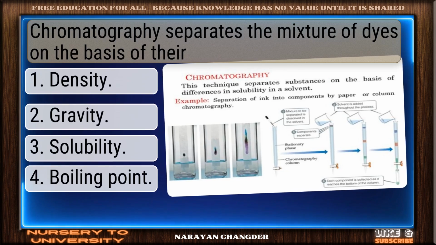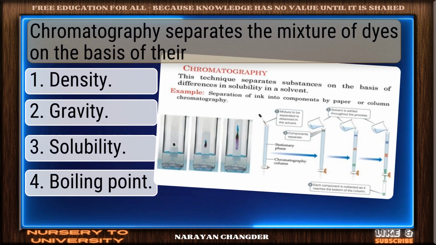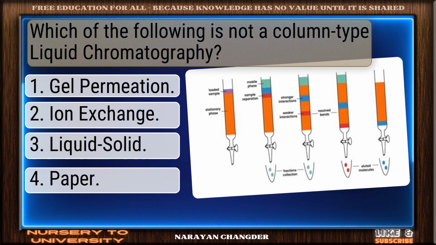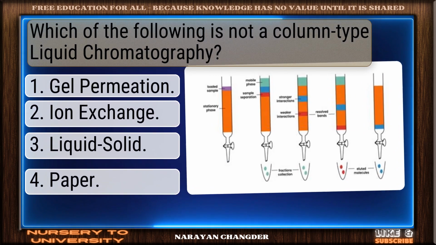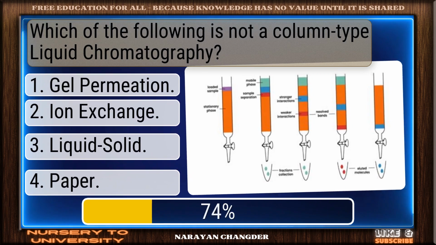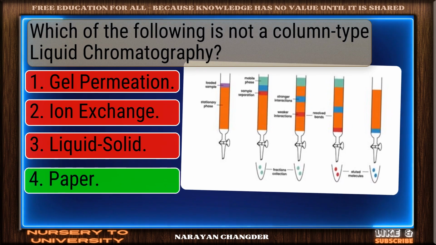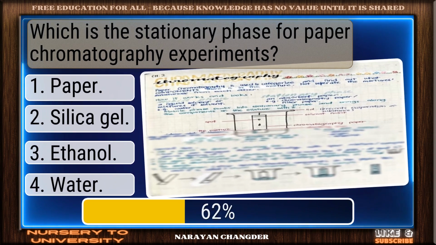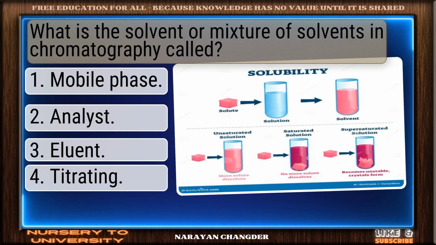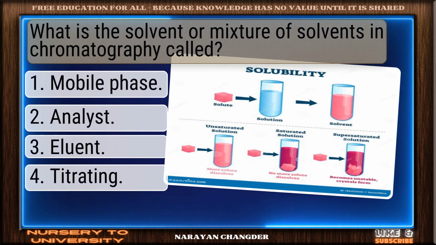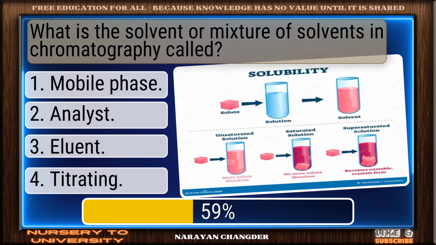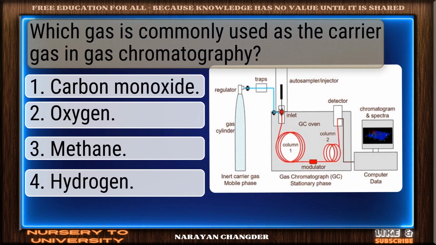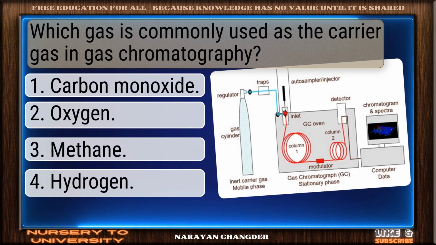Right, ink. Chromatography separates the mixture of dyes on the basis of their... Good job, solubility. Which of the following is not a column-type liquid chromatography? Precise answer, paper. Which is the stationary phase for paper chromatography experiments? On target, paper. What is the solvent or mixture of solvents in chromatography called? Well articulated, mobile phase. Which gas is commonly used as the carrier gas in gas chromatography?